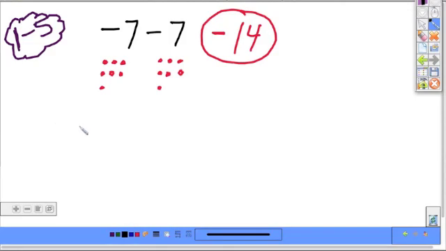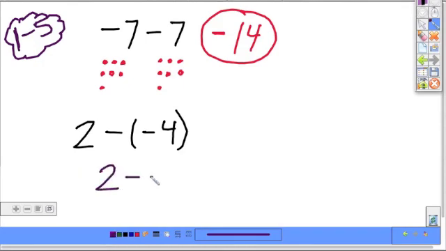All right, what if we have this one? We have 2 subtract a -4. All right, well, the first thing I want you to do is kick out these parentheses. Parentheses sometimes make us think of multiplication. So I'm going to rewrite this just without the parentheses. But holy cow, look at that. I got 2 negatives next to each other.